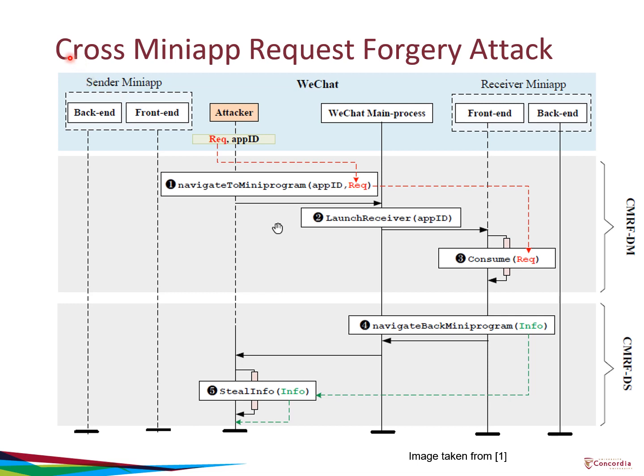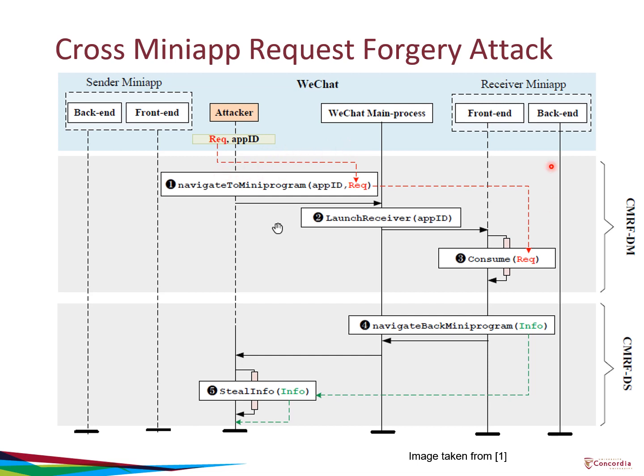In this slide, we're going to talk about the cross-Miniapp request forgery attack in detail. We have the same three actors or subjects: the sender Miniapp, the host Miniapp, which is WeChat, and the receiver Miniapp. And it is divided into two groups: the cross-Miniapp request forgery for data manipulation and the cross-Miniapp request forgery for data stealing. Now, for the first part, data manipulation, an attacker can create a fake payment Miniapp and navigate back to the victim shopping Miniapp with a payment state of success.